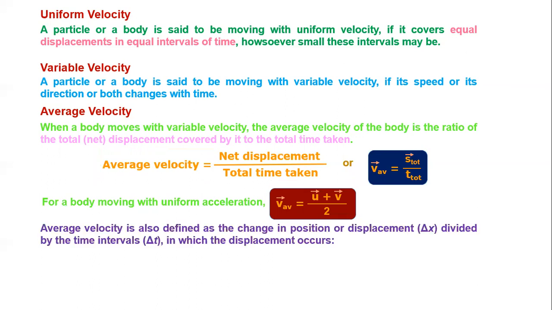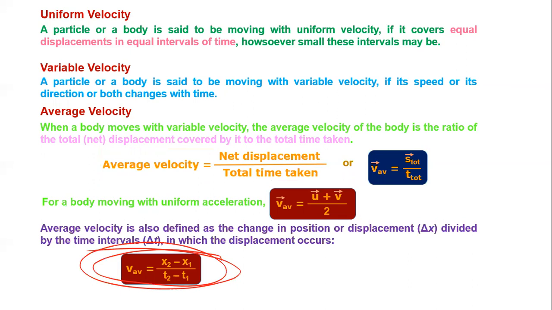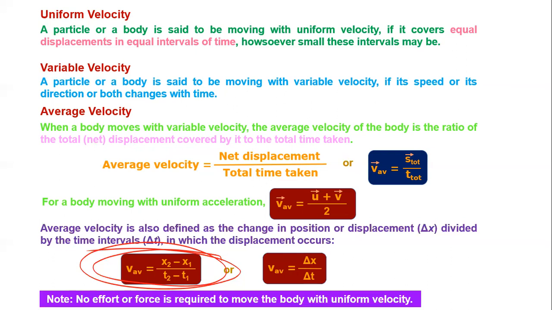Average velocity is also defined as the change in position, or displacement, divided by the time interval in which the displacement occurs. So net displacement divided by net time: average velocity is equal to delta x by delta t. Note one thing: no effort or force is required to move a body with uniform velocity.